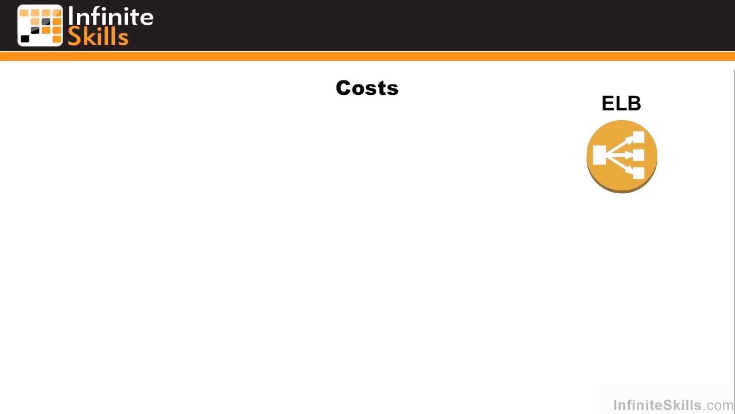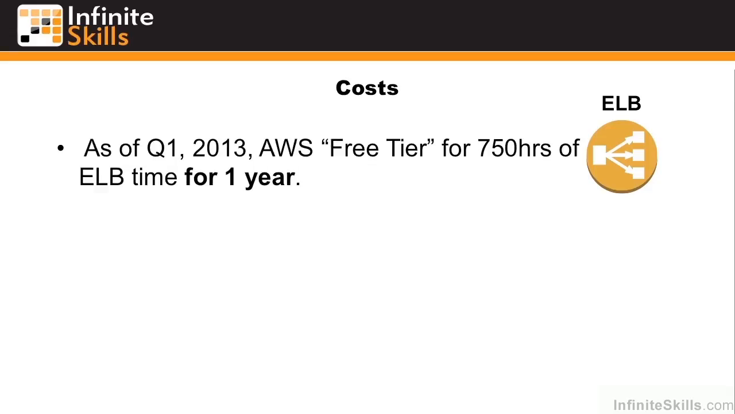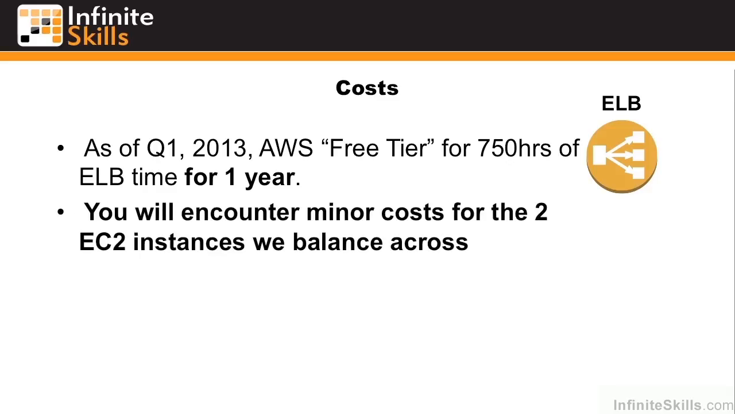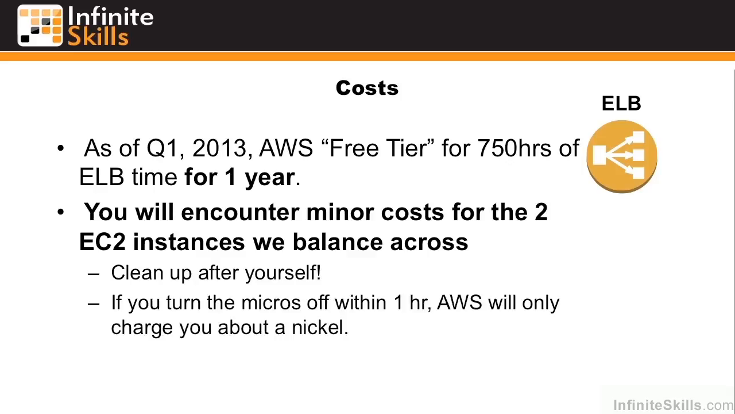So let's talk about costs. As of Q1 2013, Amazon provides a free tier of 750 hours of ELB time for a single year. You are going to encounter costs for the 2 instances that we balanced across. But remember, you're always supposed to clean up. We'll go ahead and clean up after we're done doing the extra work. If you turn off the micros within 1 hour, Amazon will only charge you about a nickel.